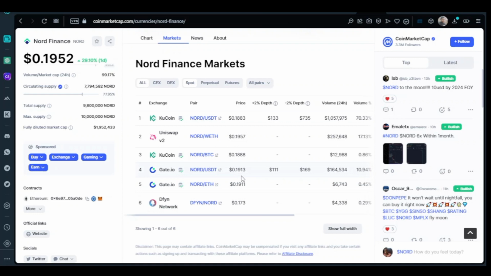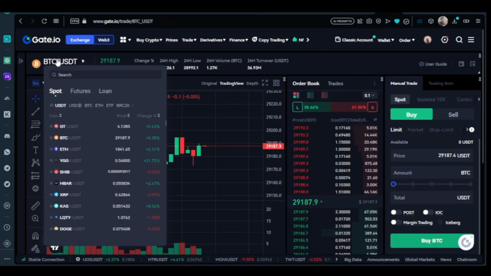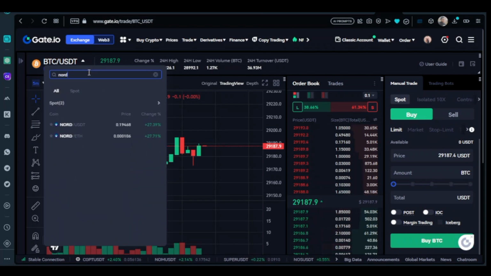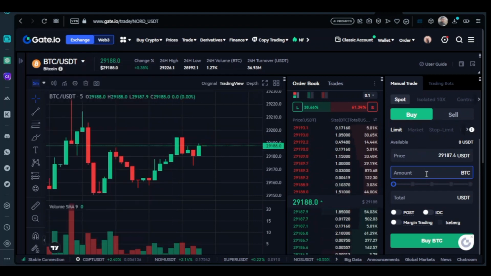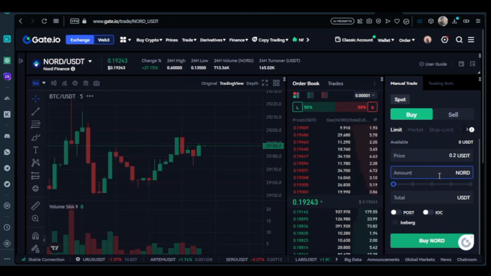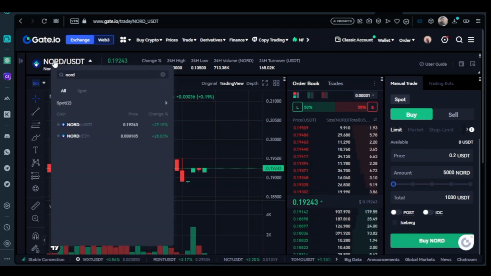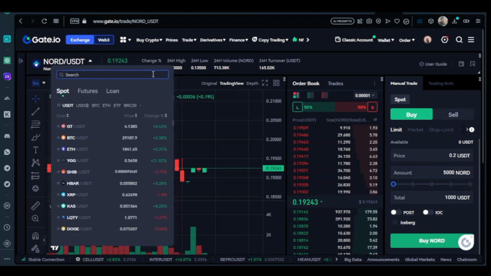So what we are going to do now is to navigate to Gate.io, type Node, and choose Node USDT first. We'll buy Node USDT first. We'll buy, as I always do, 1000 USDT, and it will give us 5000 Node. Okay, I copied it and go back and click on Node ETH.